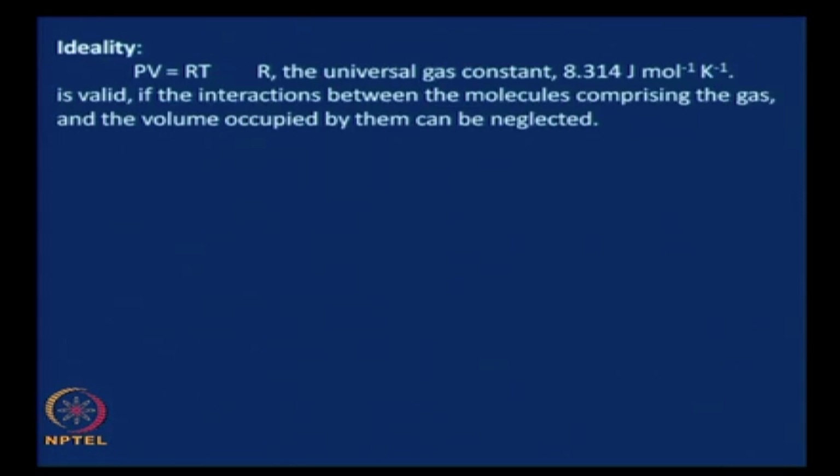The next concept is ideality. We all know PV equals RT. R is the universal gas constant, and you know the value given here, 8.314 joules per mole per Kelvin, and so on. And we all know what an ideal gas is. An ideal gas is something that does not have interactions between its molecules, and also the volume occupied by the molecules can be considered negligible.